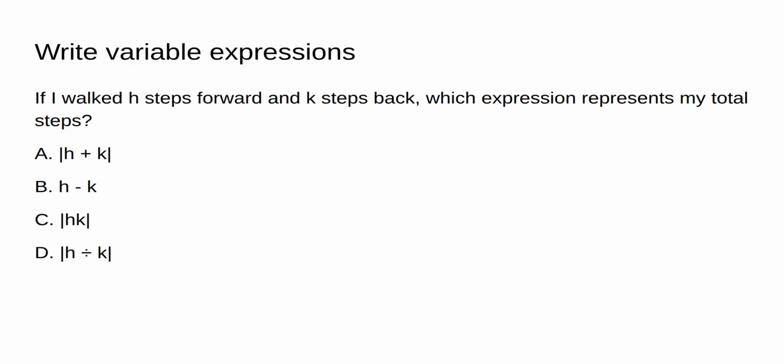If I walk h steps forward and k steps back, which expression represents my total steps I took? Again, we're going to use variables because we don't know how many steps you took forward or back, but we know that we can represent it by using a letter. So we have A, which is the absolute value of h plus k, B, which is just h minus k, C, which is the absolute value of h times k, and D, which is h star k. Which can we already eliminate?